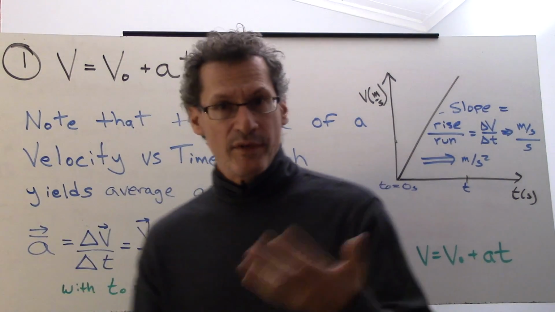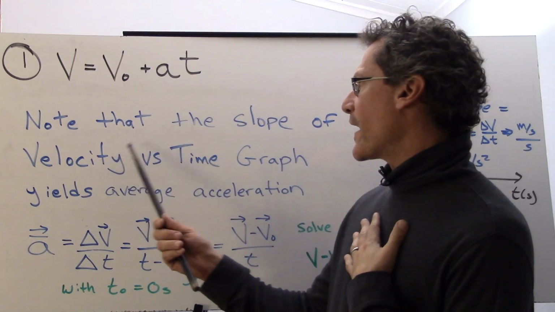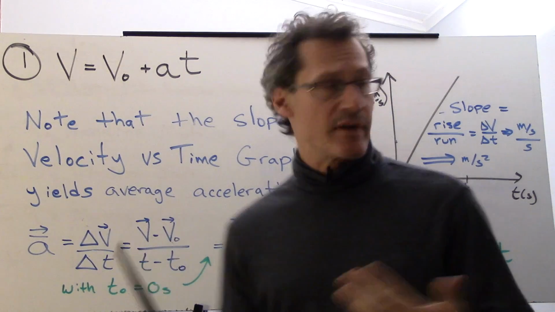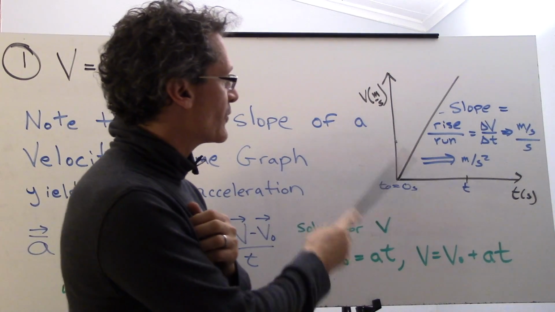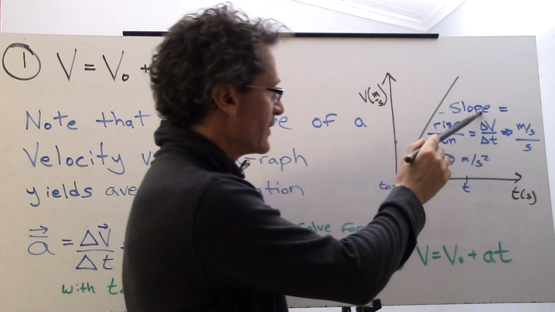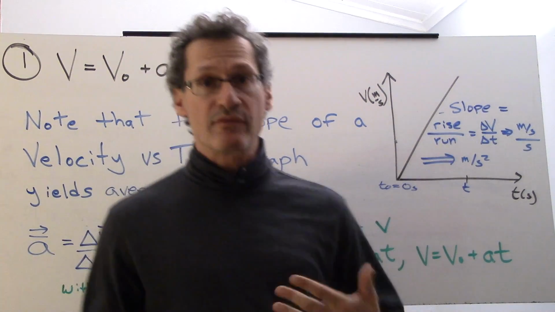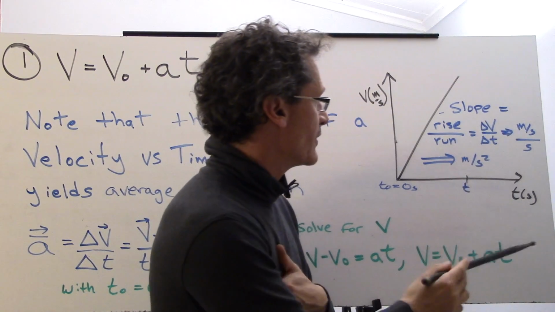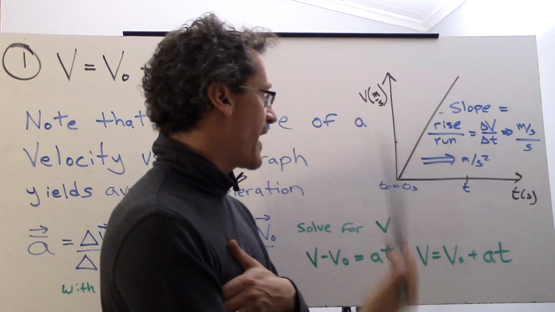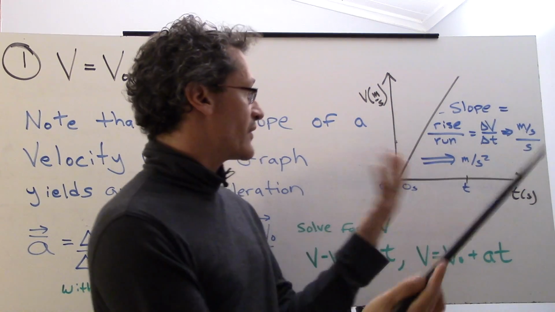Equation number one really comes from knowing that the slope of a velocity versus time graph yields average acceleration. Okay, here's a v versus t graph, velocity versus time. The slope is rise over run, delta v over delta t, the change in velocity over change in time. We look at the units, meters per second on the vertical, seconds on the horizontal, and we get meters per second squared. That's its acceleration.